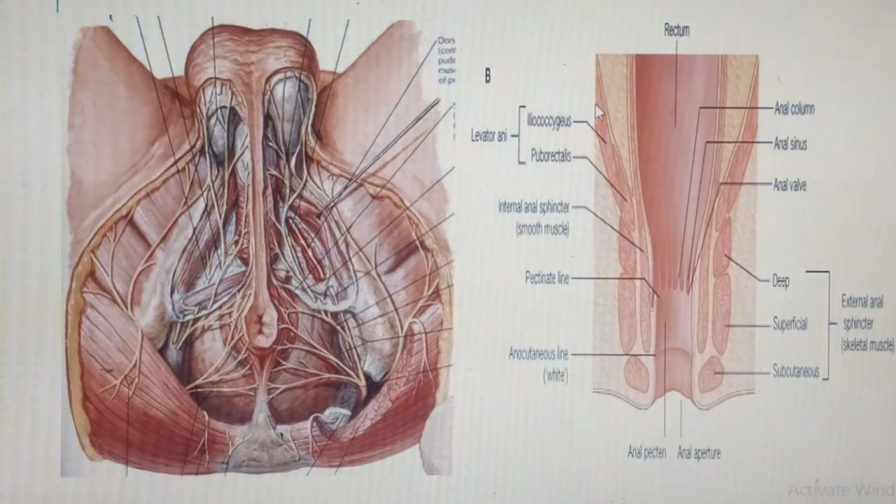So as you can see over here, the levator ani also contributes to the medial boundary of this fossa. So the fossa will be somewhere here, this area. And medially, I have the external anal sphincter, as well as, if I go a bit upwards, I find the levator ani muscles.